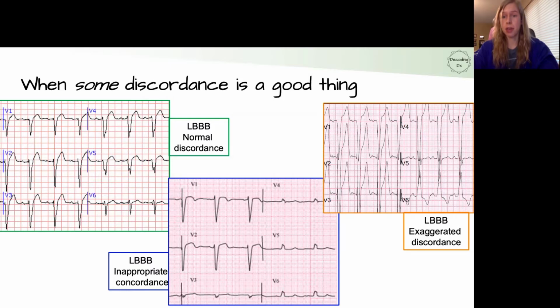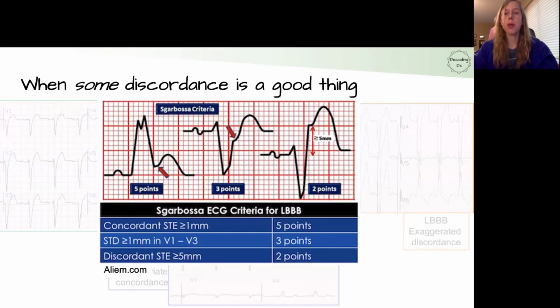This brings us to the Sgarbossa criteria for an acute MI in the presence of a left bundle branch block. There's a lot of details to this as far as how much, what degree, what score you get, but the takeaway I want you to take from this is that a patient with a known left bundle branch block, if you see inappropriate concordance or exaggerated discordance, you need to be concerned about ischemia and start a workup for acute coronary syndrome.